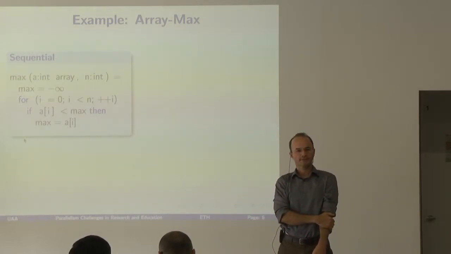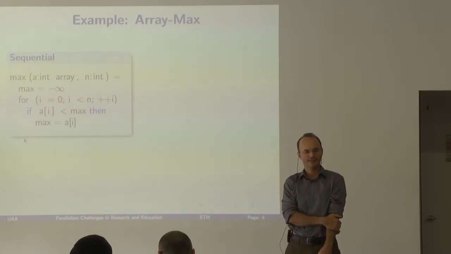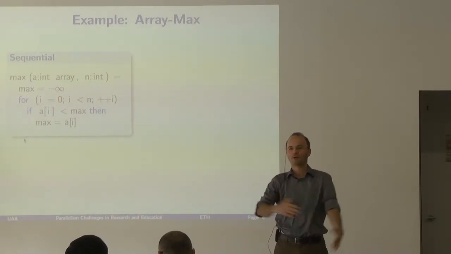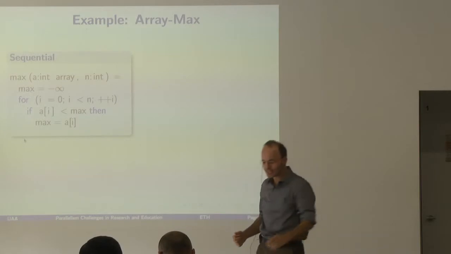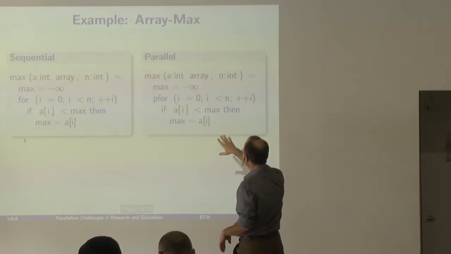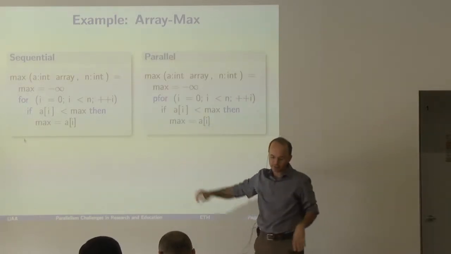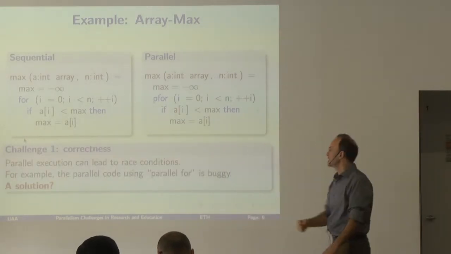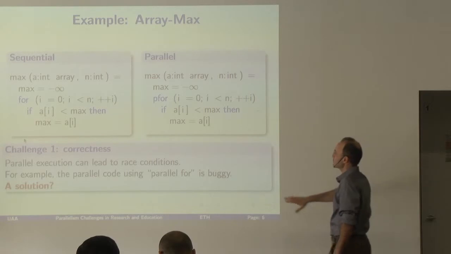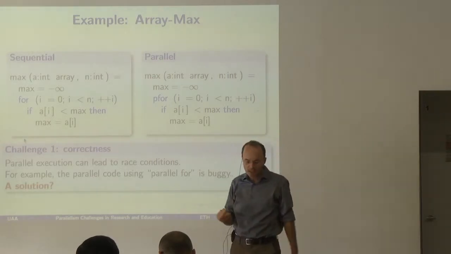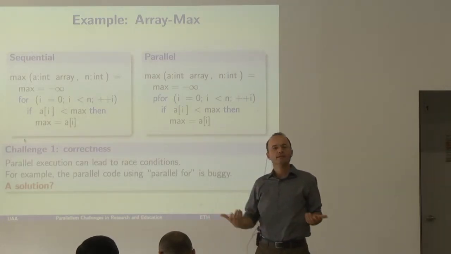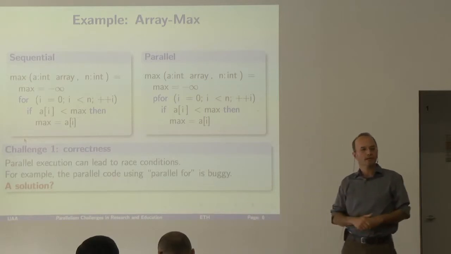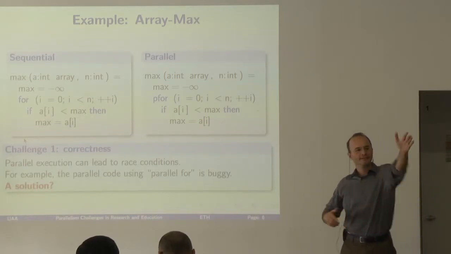Does everybody buy that? No? So what would go wrong, right? You're all experts on this. What would go wrong is that if you do this, you actually have a race condition, because that max will be banged by many parallel threads at the same time, so this won't be correct. Okay. So any ideas? How might we write parallel for to be correct?